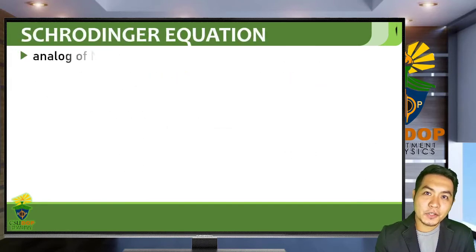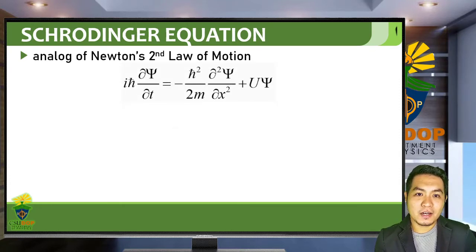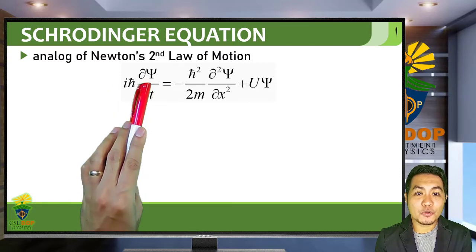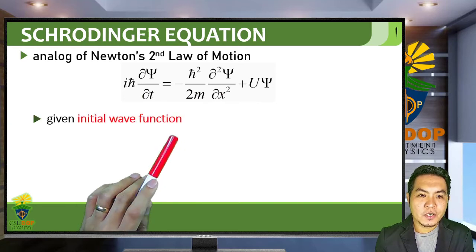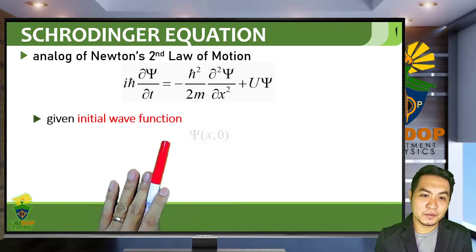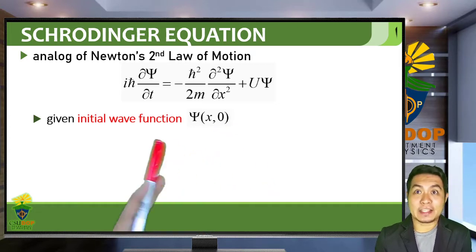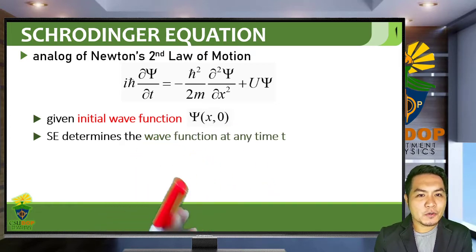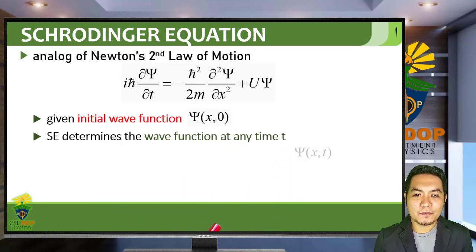So the Schrödinger equation is analogous to Newton's second law of motion. It's actually an equation of state, a state equation. So you will notice that psi here, our wave function, is a solution of the Schrödinger equation. The same as in classical mechanics, usually you are given an initial value. So in this case, if you are given the initial wave function, the wave function at the start, at time equal to 0, then the Schrödinger equation can give us the wave function at any time t.